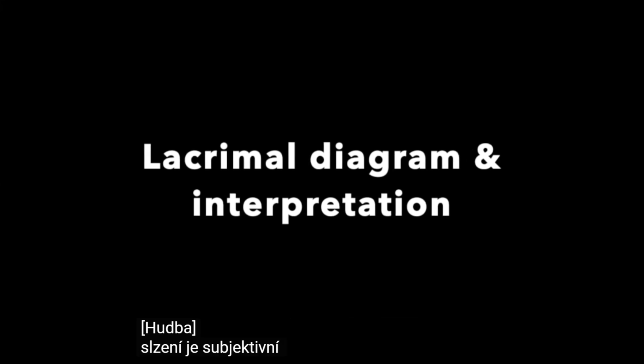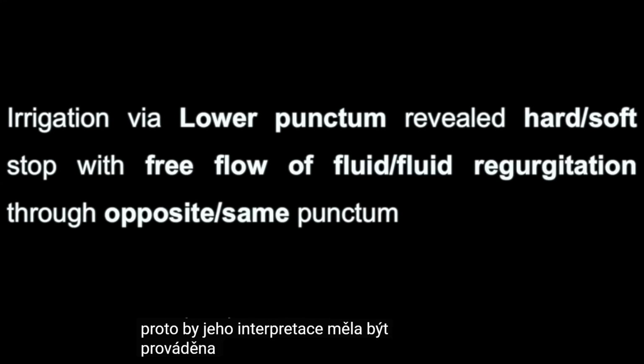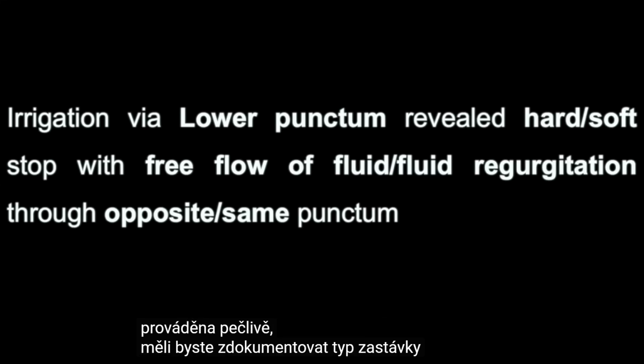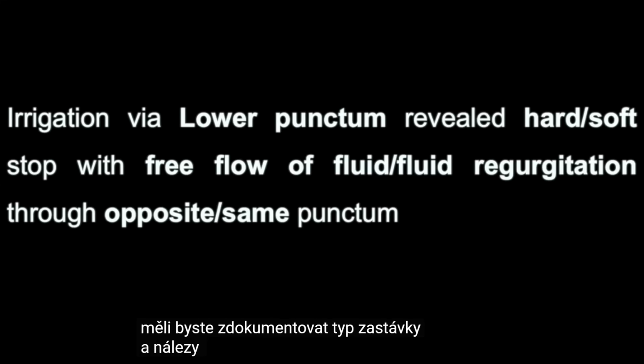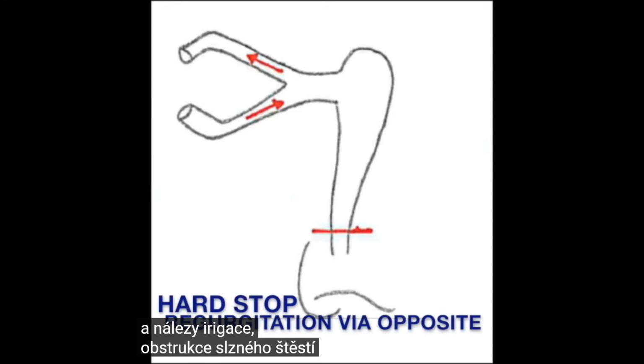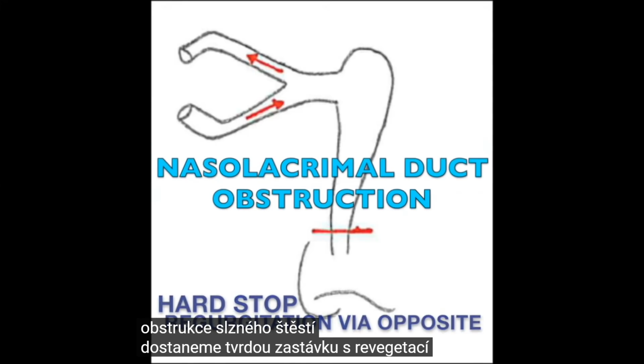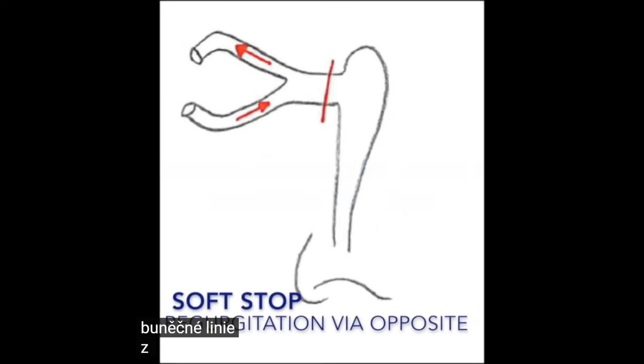Lacrimal syringing is a subjective test, hence its interpretation should be performed carefully. One should document the type of stop and the irrigation findings. Nasolacrimal duct obstruction: we get a hard stop with regurgitation of saline from the opposite punctum.